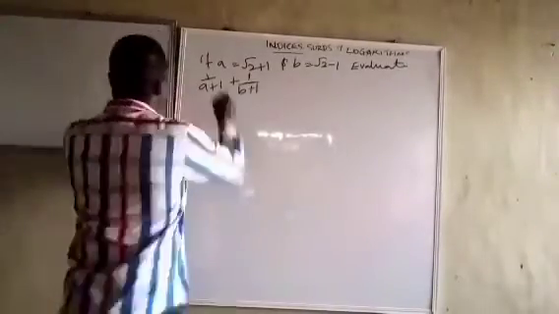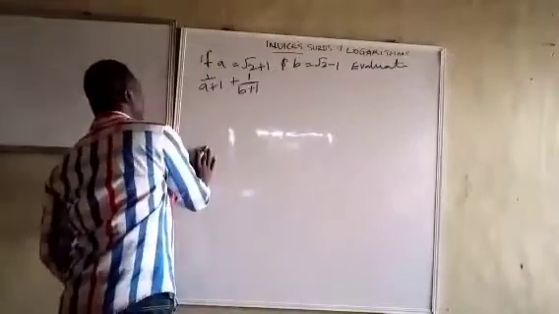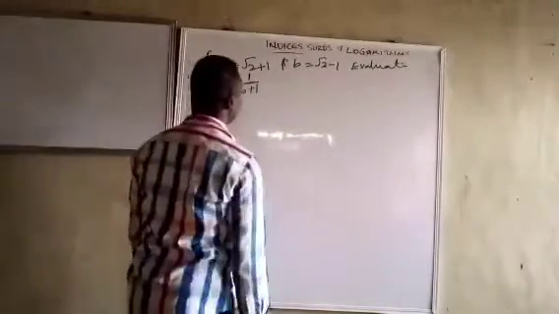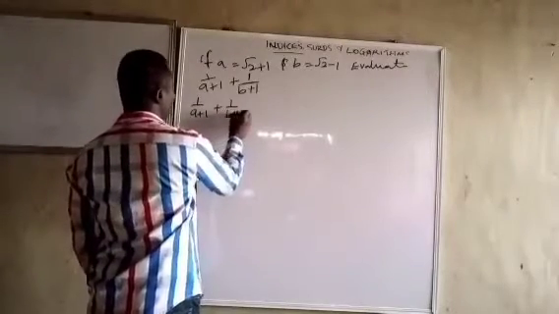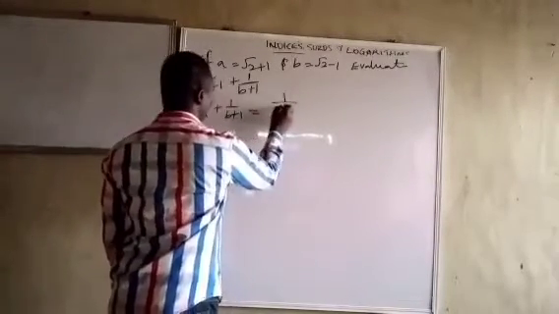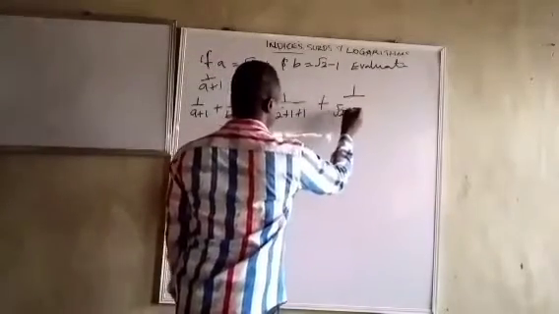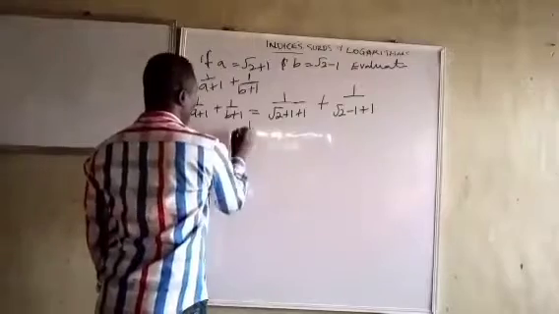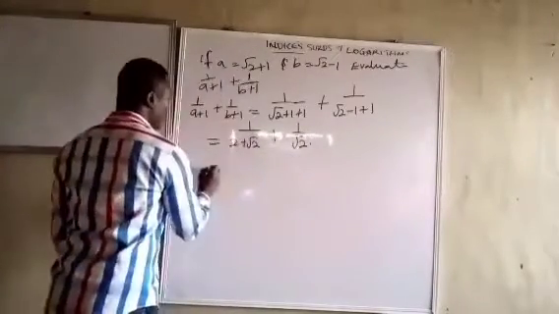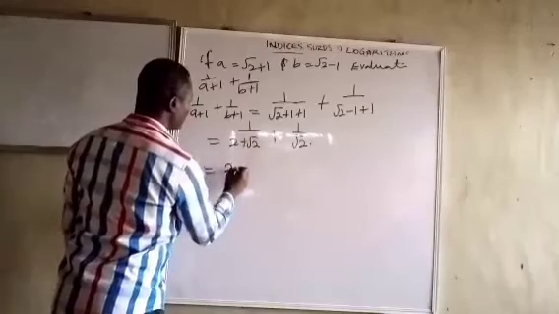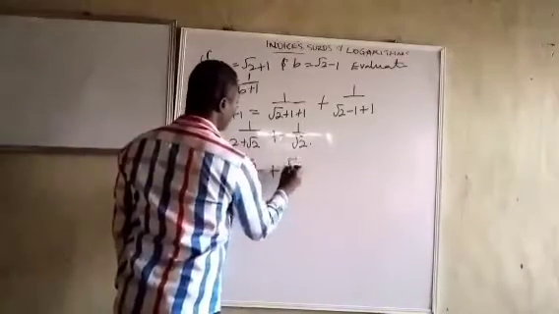Now we have this. If a equals root 2 plus 1 and b equals root 2 minus 1, we should evaluate 1 over a plus 1 plus 1 over b plus 1. So 1 over a plus 1 plus 1 over b plus 1 is going to give us 1 over root 2 plus 1 plus 1 plus 1 over root 2 minus 1 plus 1. And that will give us 1 over 2 plus root 2 plus 1 over root 2.